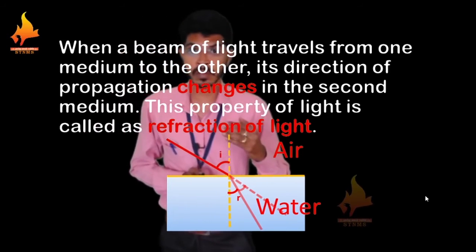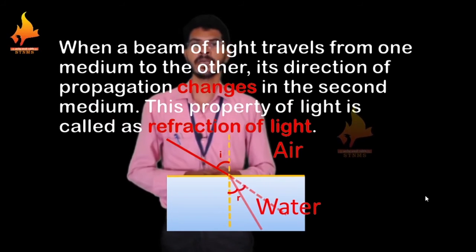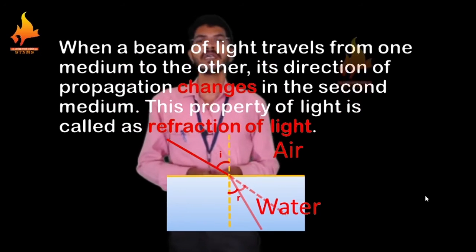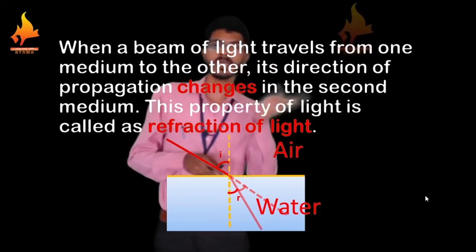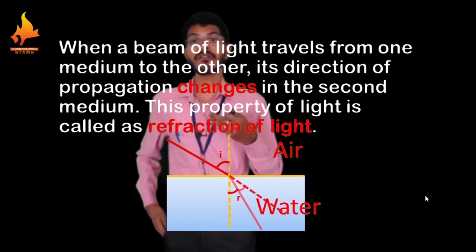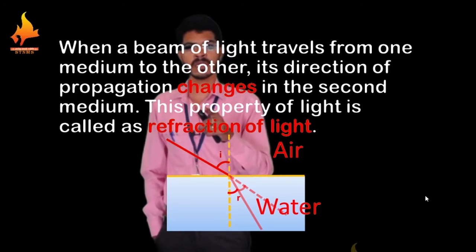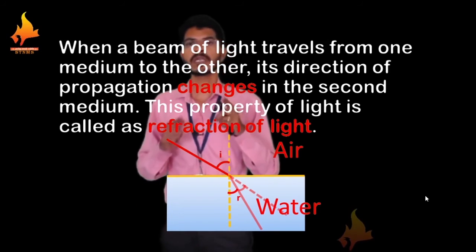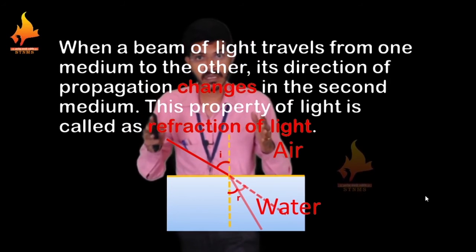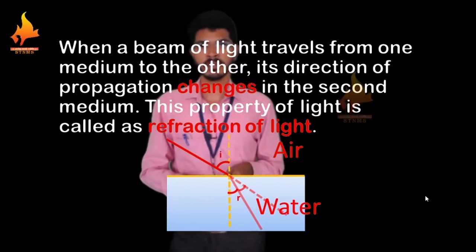Why is it moving away from the normal? Because it is moving from the denser medium to the rarer medium. But in the earlier case, the light was traveling from the rarer medium to the denser medium. So when it travels from the denser medium to the rarer medium, the reverse happens. That is, it moves away from the normal. I repeat it again: when a ray of light moves from a rarer medium to a denser medium, it moves towards the normal. When a ray of light moves from a denser medium to a rarer medium, it moves away from the normal.